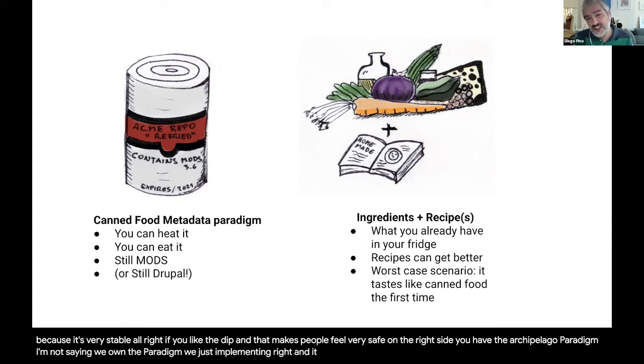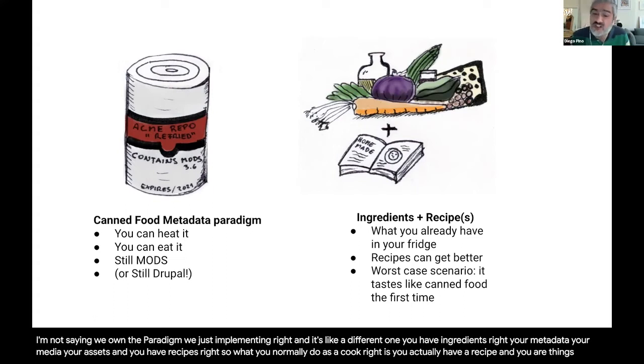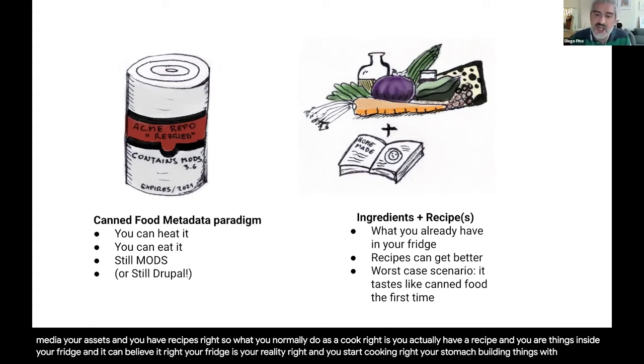And it's like a different one. You have ingredients, right? Your metadata, your media, your assets, and you have recipes. So what you normally do as a cook is you have a recipe and you have things inside your fridge. And it can be limited. Your fridge is your reality, and you start cooking. You start building things with what you have.